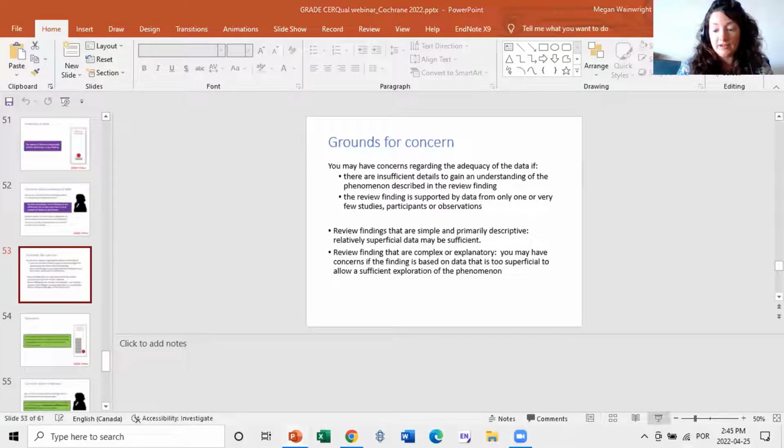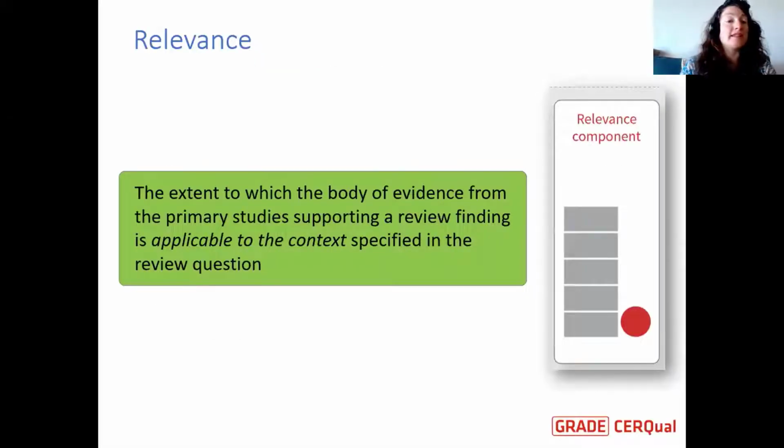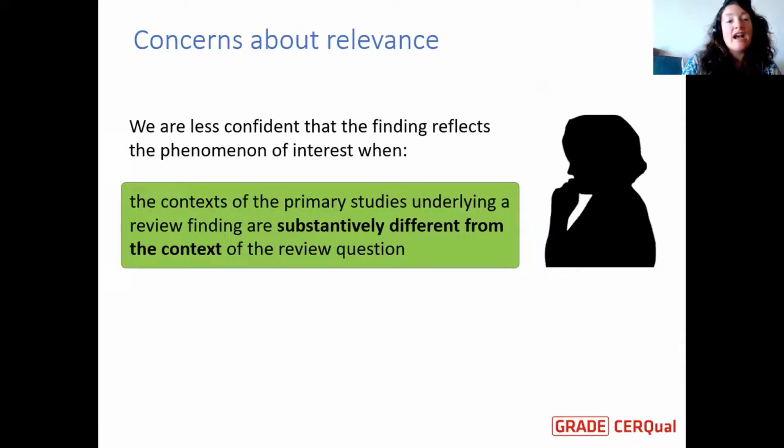Okay, and then I'm going to come back to my presentation, and we've got relevance: the extent to which the body of evidence from the primary studies supporting a review finding is applicable to the context specified in the review question. In this component, we're looking at the contexts specified in the supporting studies in relation to the review question. We are less confident that the finding reflects the phenomenon of interest when the contexts of the primary studies underlying a review finding are substantively different from the context of the review question.